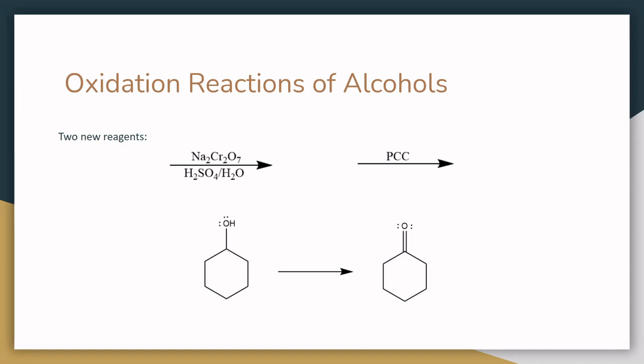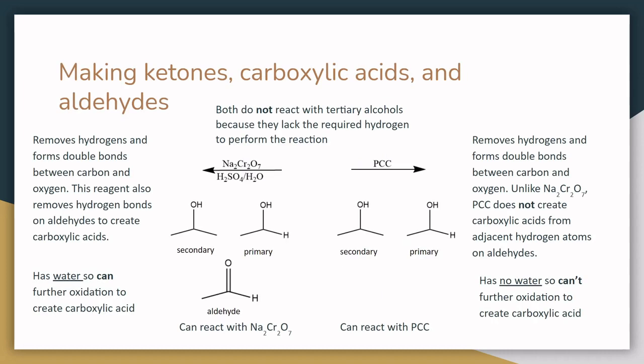There are two new reagents we need to learn for these types of reactions: Na2Cr2O7 and PCC. Again, like the lithium aluminum hydride and sodium borohydride, there's one thing that distinguishes both of these reactions. Both reactions are able to react with primary and secondary alcohols to form the double bond. But only Na2Cr2O7 can react with a primary alcohol or aldehyde to create a carboxylic acid.